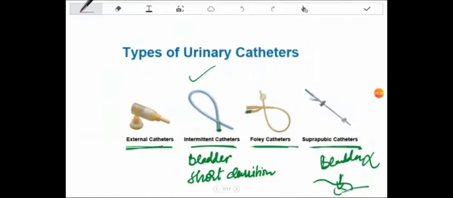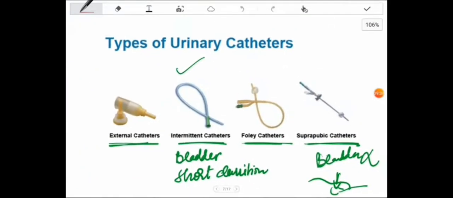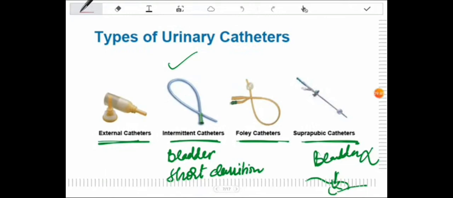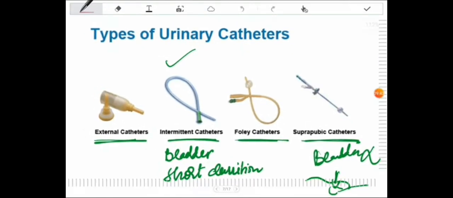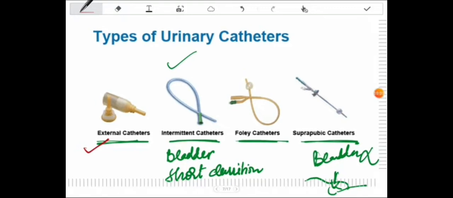So now let's talk about the types of urinary catheters. So basically there are 4 types of catheters. The first one is the external catheter. Nothing is inserted inside the patient. Directly it is applied externally to the meatus, and whatever urine is drained is collected into the bag or whatever drainage equipment the hospital is using.